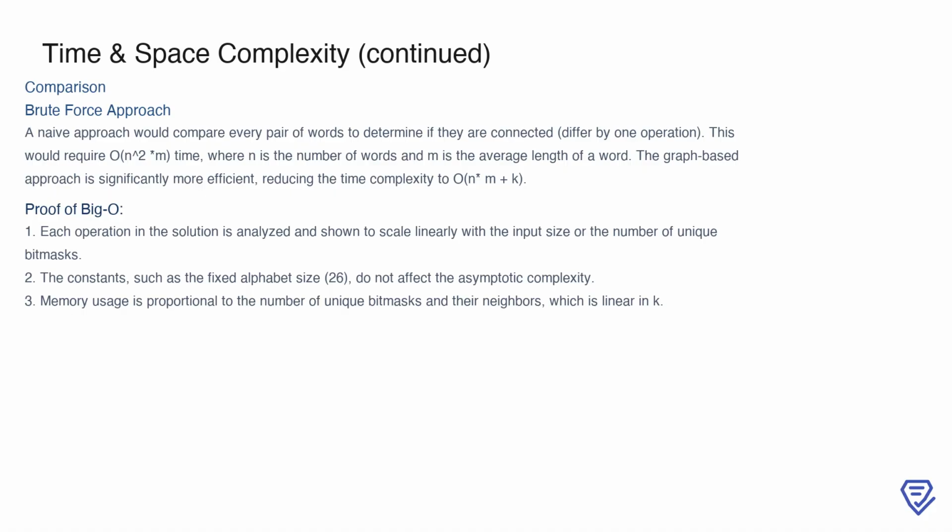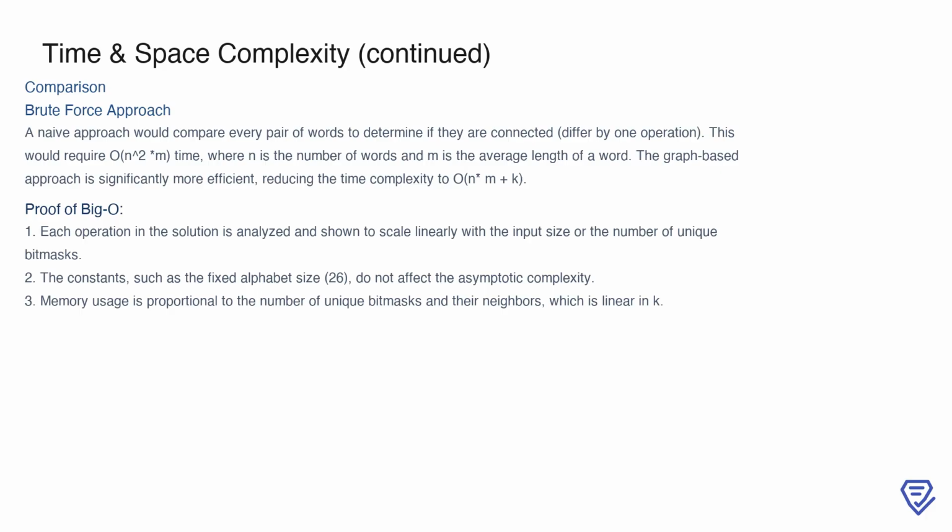To better understand the efficiency of this approach, we compare it to a brute force solution. A naive method would involve comparing every pair of words to determine connectivity, which would result in a time complexity of n²*m. This is because there are n words, and each comparison takes m time for the average word length. In contrast, the graph-based approach reduces this to n*m plus k, which is significantly more efficient.